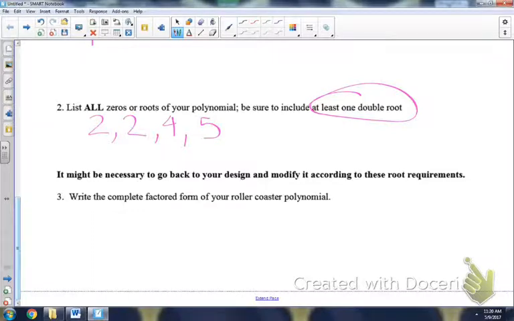You're writing the complete factored form of your roller coaster. So you have a function. If I have a double root at 2, it's going to be x minus 2 squared. If I have a root at 4, that's going to be x minus 4. And then if I have a root at 5, that's going to be x minus 5.